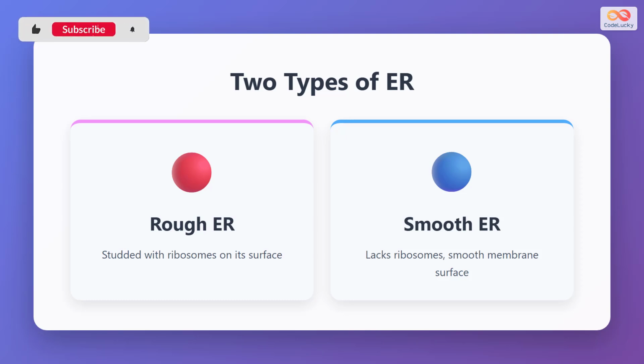The endoplasmic reticulum exists in two distinct forms, each with specialized functions. The first type is called rough ER, which gets its name because it's studded with ribosomes on its surface. These ribosomes give it a bumpy, rough appearance under a microscope. The second type is smooth ER, which lacks ribosomes entirely, resulting in a smooth membrane surface. Both types work together but handle different tasks within the cell. Understanding the difference between these two types is essential to grasping how cells manage their complex chemistry.